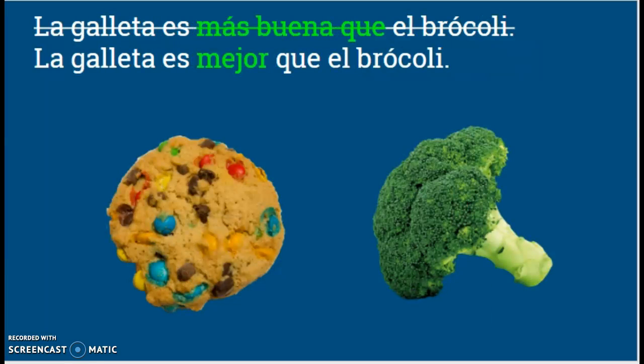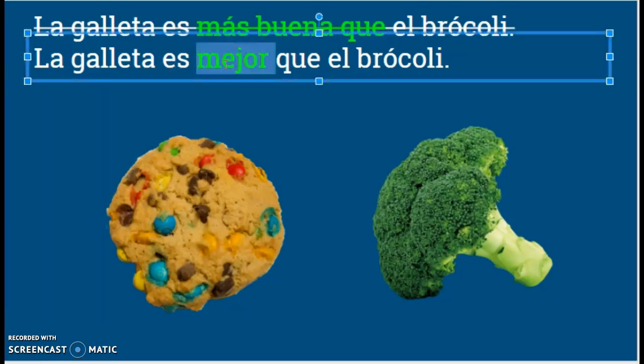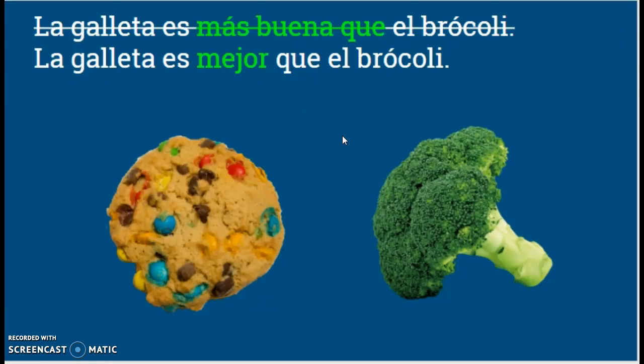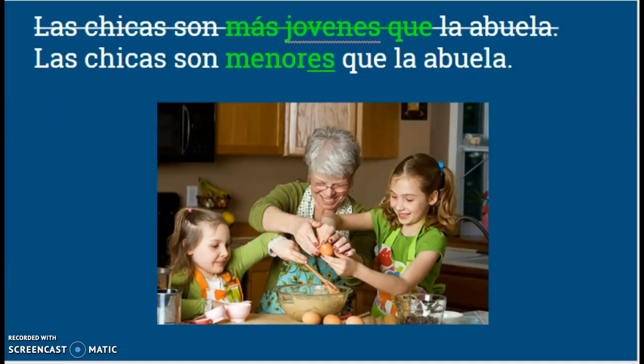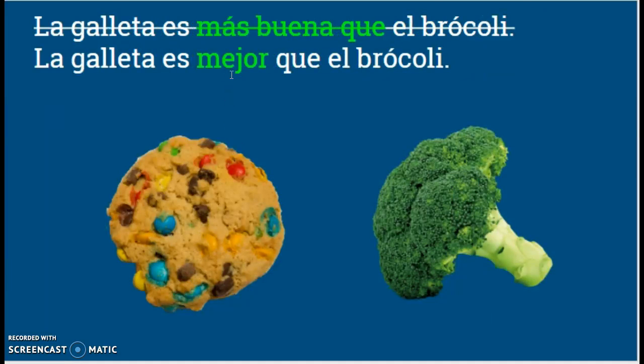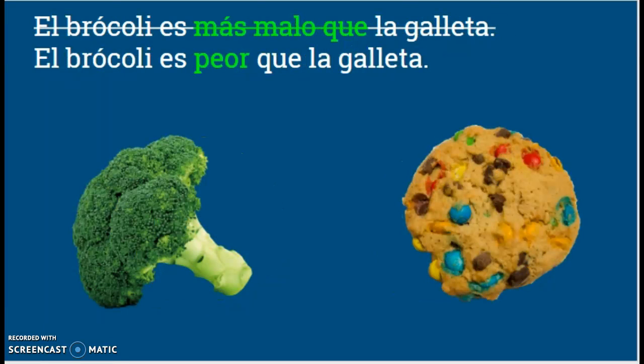Then the other irregular set is better and worse, which is irregular in English as well since they're used all the time. So the cookie is better than broccoli. It probably tastes better. So mejor is the word for better. I cannot say más buena que in this case. I think if you're majoring in something in college, you're probably pretty good at it. So good becomes mejor, which sounds like major.